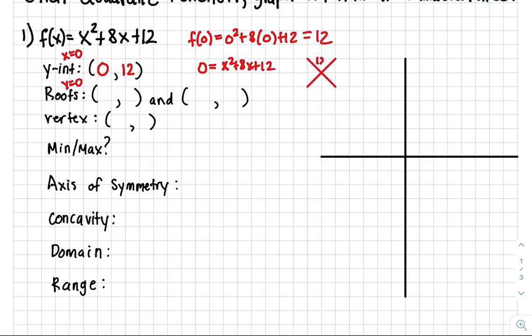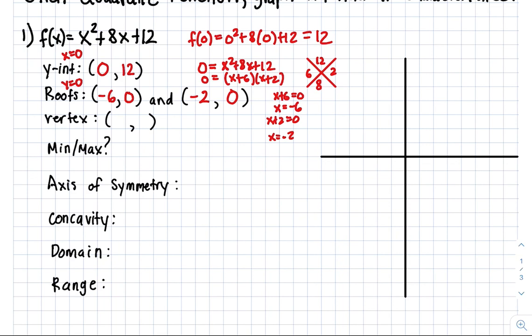Now I'm going to factor: two things that multiply to 12 but add together to give you 8. That is 6 and 2. So 0 is going to equal x plus 6 times x plus 2. Then when you solve, x plus 6 is equal to 0, x plus 2 is equal to 0. So we're going to get x is equal to negative 2 here, and x is equal to negative 6 here. Now remember, y is equal to 0. So that is your values for y. And we found x is equal to negative 6 and x is equal to negative 2.